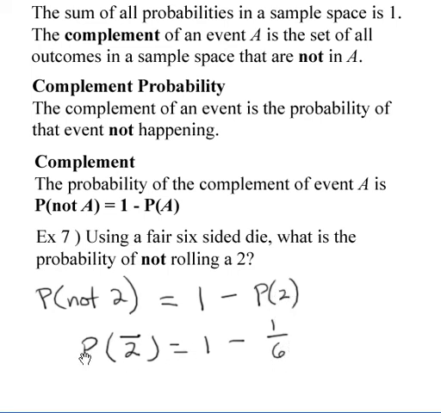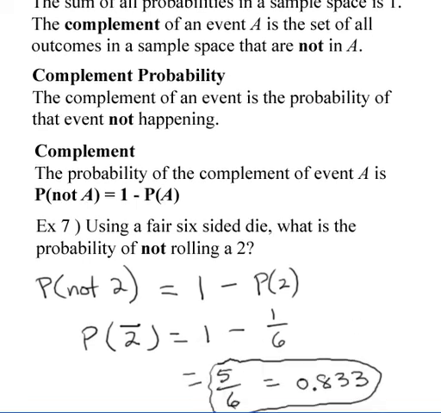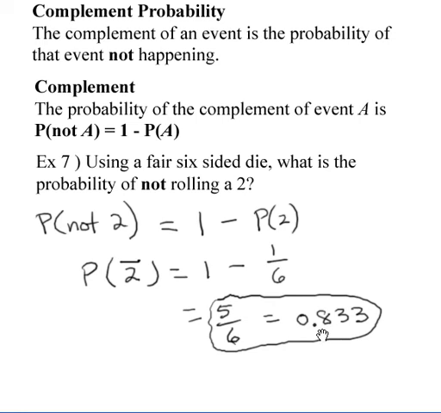Now, here's another notation. And I've seen all kinds of notations. Instead of writing the word not, we'll put that little line over the 2, which is the probability of not a 2. I've also seen people write a C, kind of where the exponent would go, meaning the complement. All right, let's get back to our calculations. 1 minus 1/6 is 5/6, which as a decimal is 0.833. So you've got an 83.3% chance of not rolling a 2.